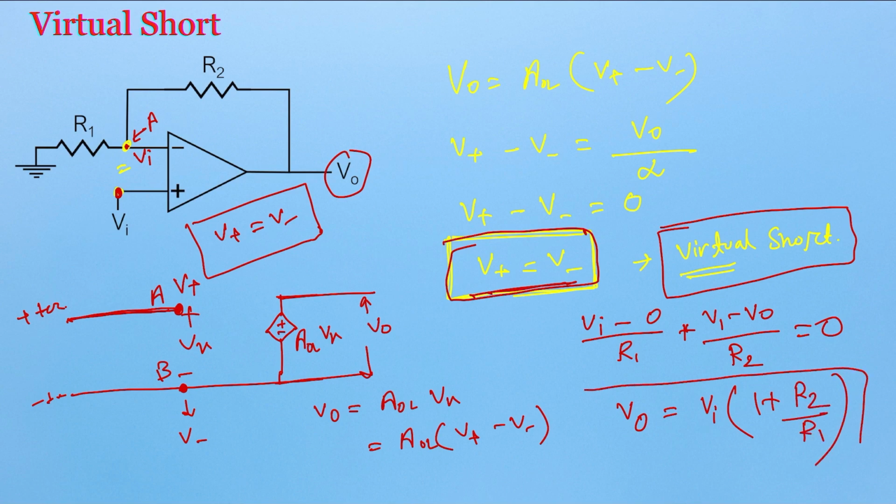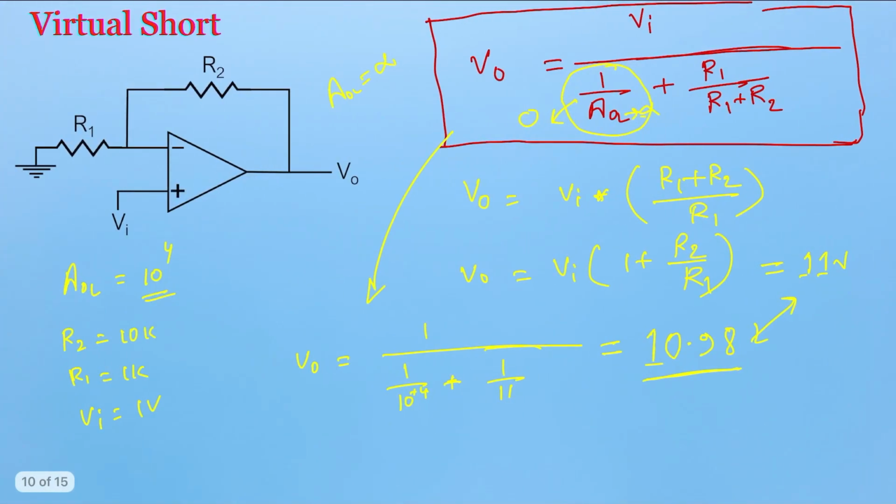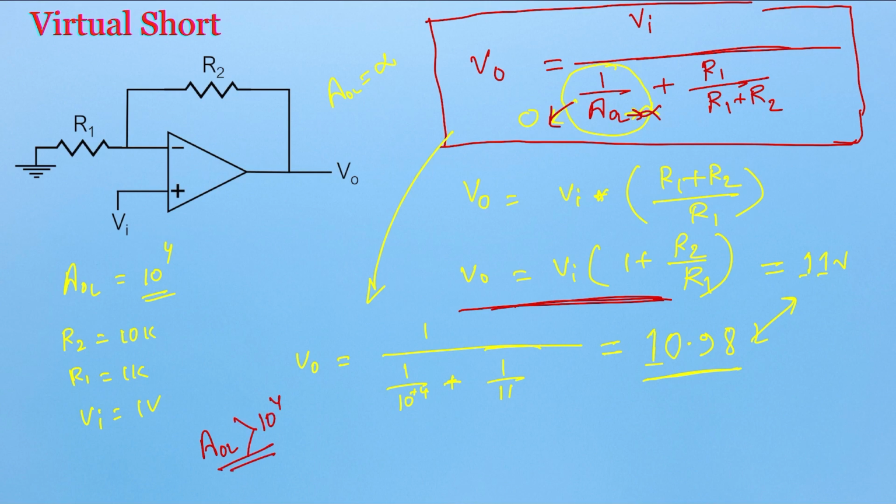This equation is the same when we assume that AOL is infinity. Then also you can see the expression is same. So we can assume virtual short when the op-amp open loop gain AOL is at least greater than 10 to the power 4. If it's 10 to the power 4, then we get 10.98 without considering virtual short, and with considering virtual short it is 11 volt.